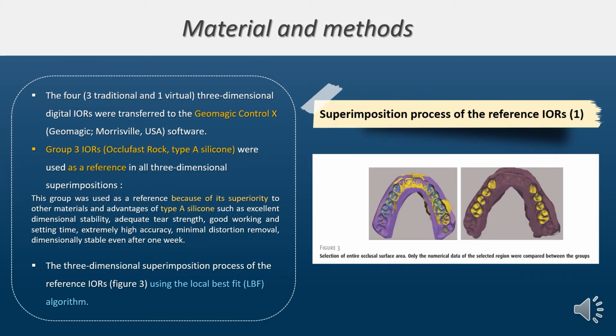Next is the superimposition stage. Three traditional and one virtual 3D digital IORs were transferred to the Geometric Control X software. Group 3 IORs were used as a reference in all 3D superimpositions because of its superiority to other materials. This figure shows the process of 3D superimposition. The reference IOR was superimposed with the other IORs separately using the local best fit algorithm.